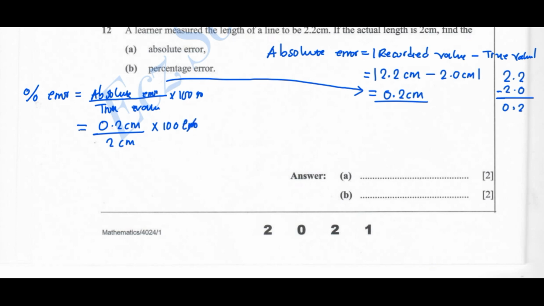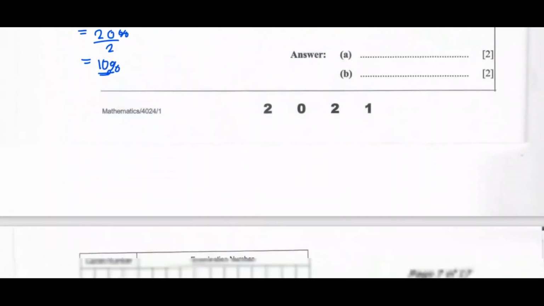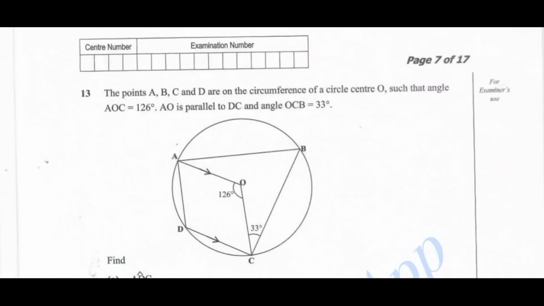This should be percentage, so we can cancel these. So 0.2 times 100 will give us 20% over 2, as 10 will cancel with that decimal. 2 into 20 will give us 10% as our final answer. Okay, so we can now move on to question 13.